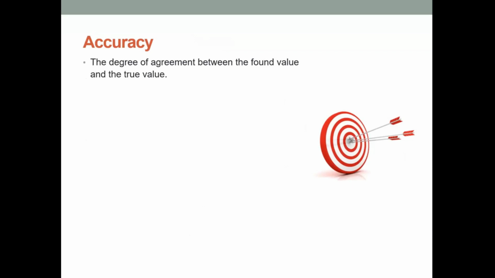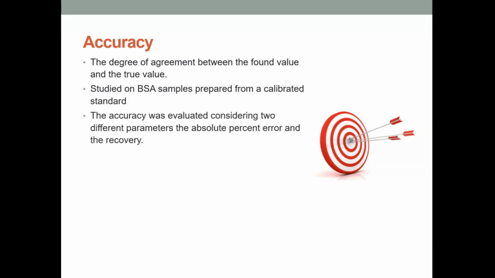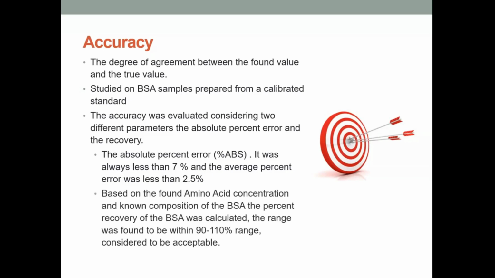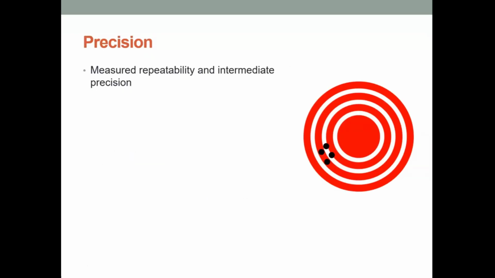500. Our accuracy. So we're looking for the degree of agreement between the found value and the actual true value. So that was studied on BSA samples that were prepared from a calibrated sample. The accuracy was evaluated considering 2 different parameters. So we looked at the absolute percent error and also the recovery of your sample. The absolute percent error, the percent ABS, was always less than 7, and the average percent error was less than 2.5%. So based on the found amino acid concentration and the known composition of your BSA sample, the percent recovery of your BSA was calculated, and the range was found to be within 90 to 110% range, and that was considered to be acceptable.